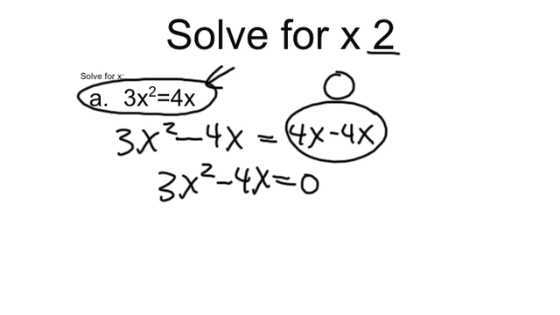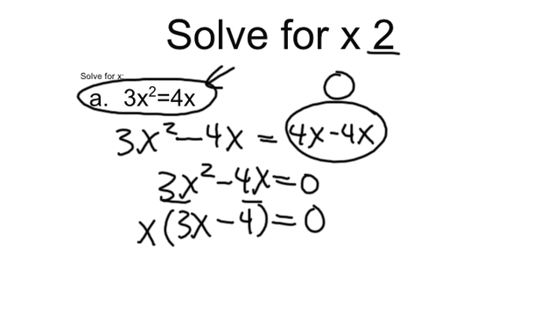Okay, now I need to figure out what this is equal to. So what I'm going to do is actually just another thing, I'm going to factor. I can factor out an x from both of these. So I can see that I can factor out this x from this, which is going to leave me with 3x minus 4.